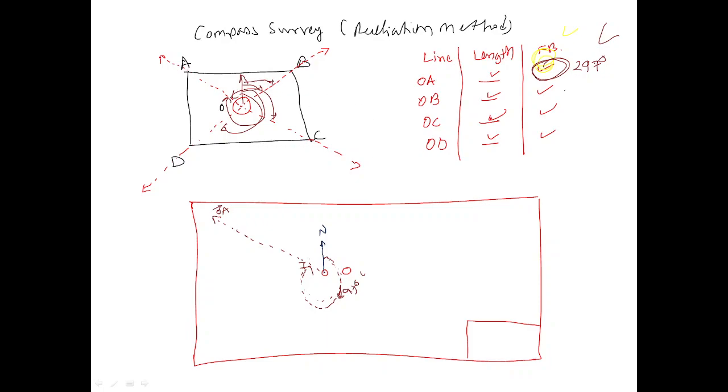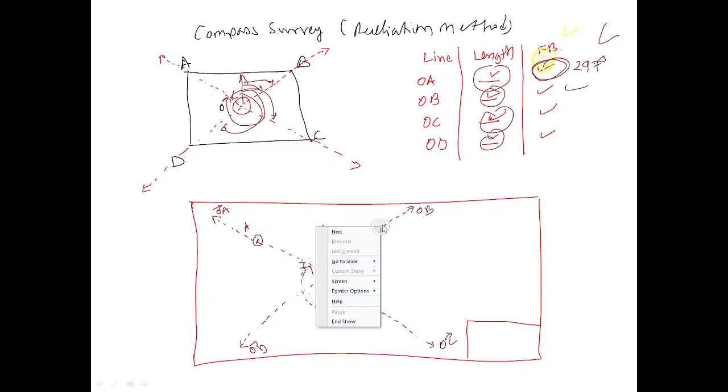Similarly, we use the bearing of the OB line and plot according to the angle of that bearing. We mark the line OB, then OC, and then OD according to their bearings. Then we mark the distances, because we have the lengths OA, OB, OC, and OD. Whatever the length of OA, that is marked on the ray OA, and we call this point A. Whatever the length of OB is marked on the ray OB, and that is point B. Similarly, you get point C and point D.